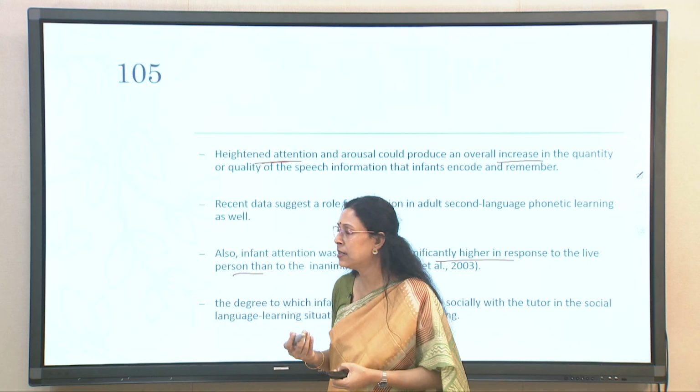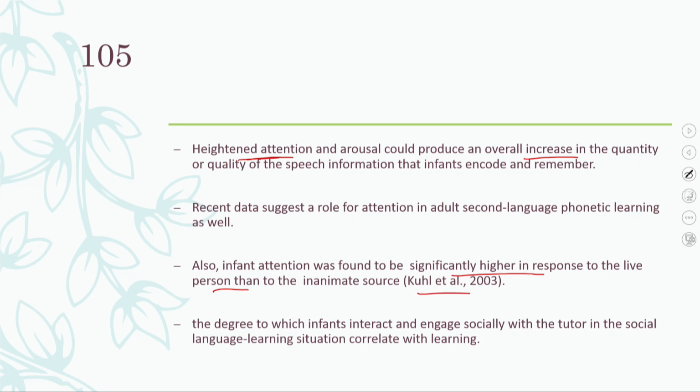This is also shown by studies from Kuhl's group. They found that children tend to attend more to a real human being than an inanimate object. So, it is easier to learn from a human than from, let us say, a robot or something of that sort. This is because the attention level is higher when they are interacting with a human. The degree to which infants interact and engage socially with the tutor in the social language learning situation correlates with learning. So, if you are attending, you will be learning more, that is a simple thing.